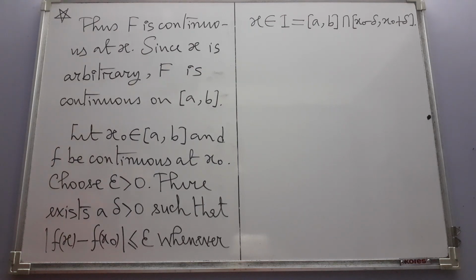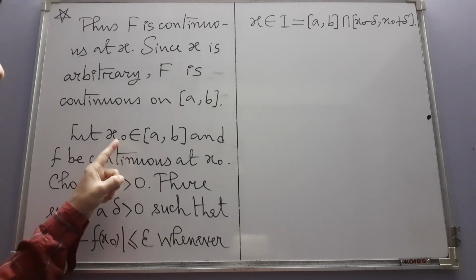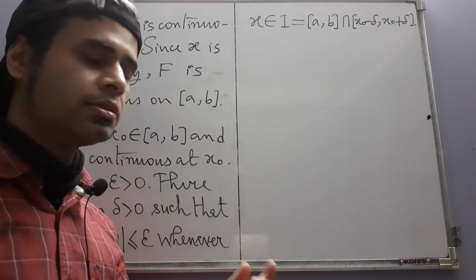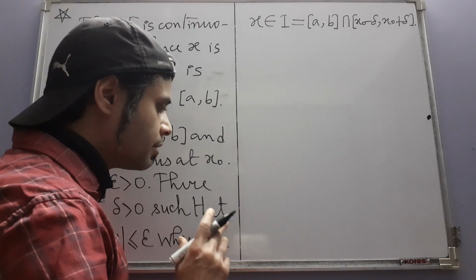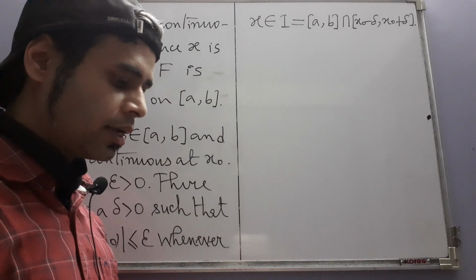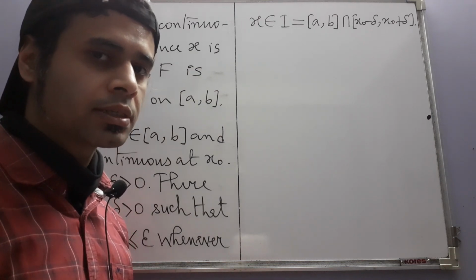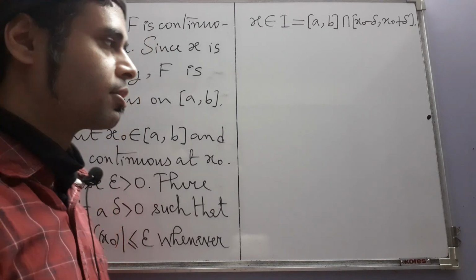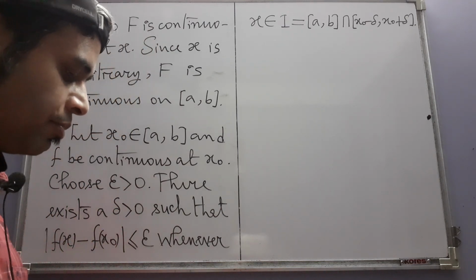What is our aim now? We want to prove that capital F is differentiable at x naught and its derivative at x naught is small f of x naught. And in trying to do so, we are going to use a previous result which has the name Newton's approximation. If you remember, when studying derivatives, we came across this and we proved it. So this is our aim now.